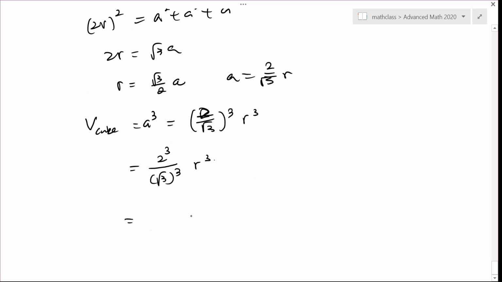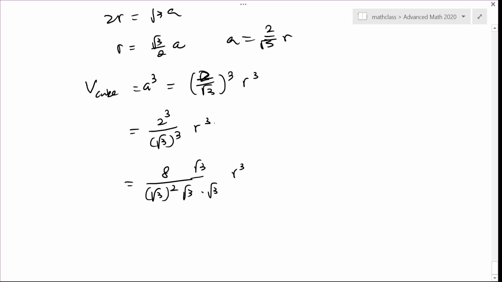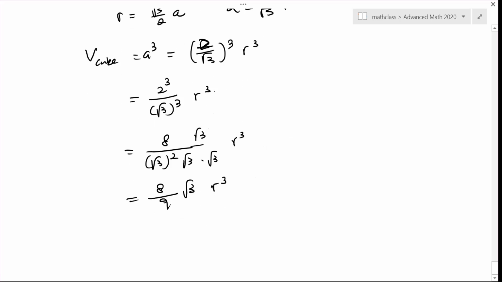Well, the denominator here is the square root of 3, so I can rationalize the denominator. I put square root of 3 in the numerator and denominator. So I can simplify. Here's 8. So here, root 3 times root 3 is 9. That is the best form we can have.